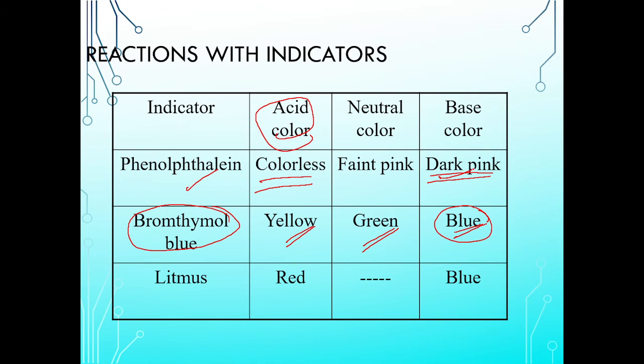Right? So it will be very dark pink in basic condition, and whenever it is neutral, it will be very faint pink. It is a little hard to identify, so very faint pink in neutral condition. So this is already done. Then litmus we have also seen that it is red in acidic condition, somewhere about 4.5 pH, and 8.2 pH somewhere around. It is basic in pH, and it is going to show blue color, right?